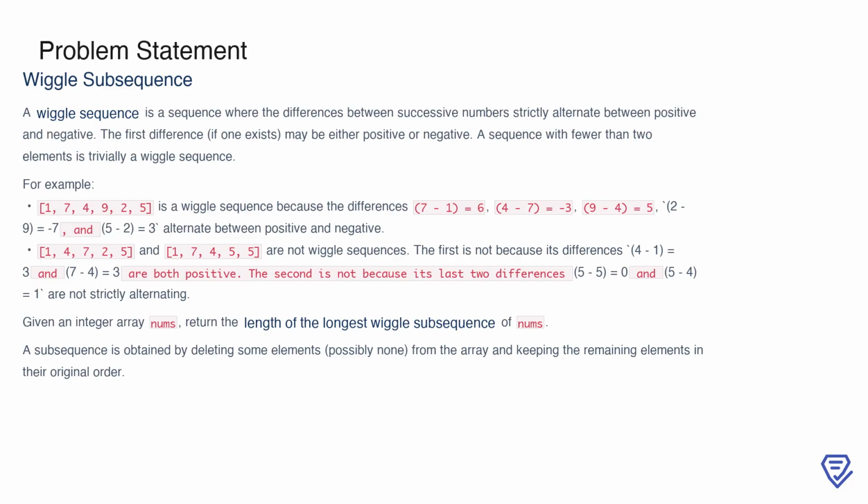The task is to find the length of the longest subsequence from a given array that satisfies this wiggle property. A subsequence is formed by removing some elements from the array without changing the order of the remaining elements.